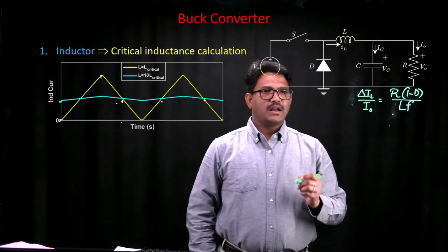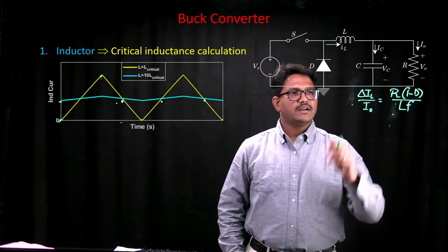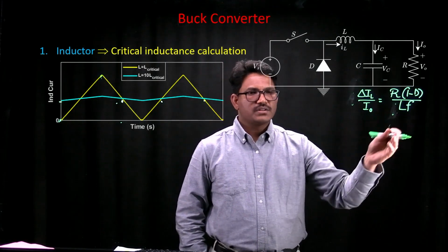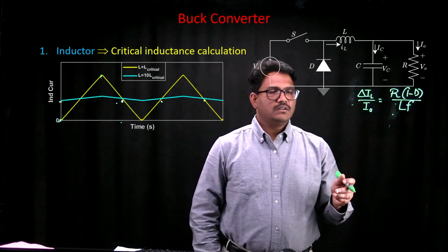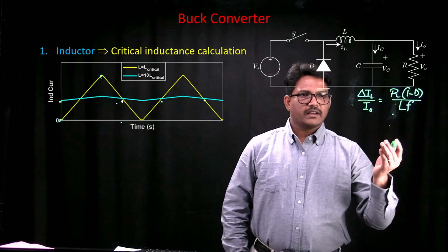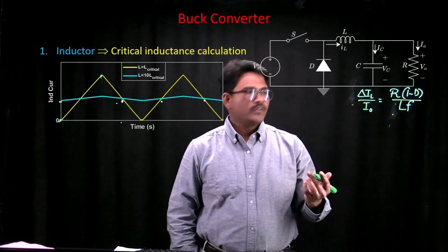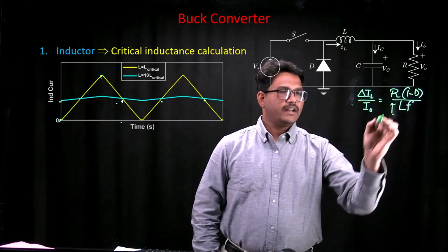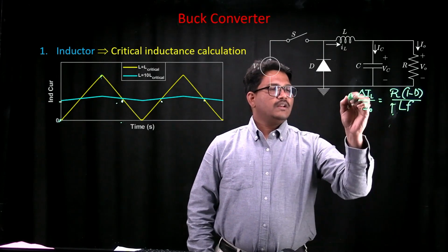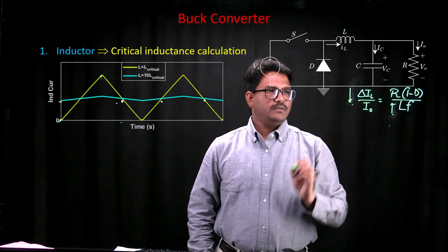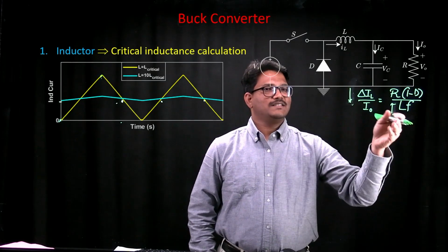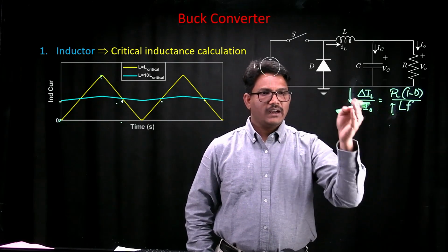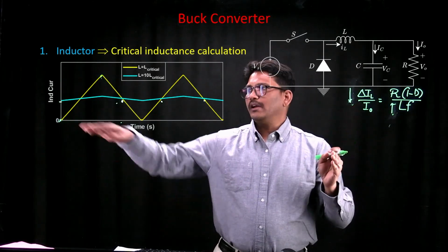Now, in the case of a buck converter, we can see that the current ripple as a percentage of its output current can be represented as a function of its circuit components, that is resistance, duty cycle, inductance, and frequency. From this expression, we can observe that for a very high value of inductance, we'll have a very small value of current ripple. That is, if your inductance is reasonably high, then you will not have any ripple in your current. Your output current is going to be almost DC.